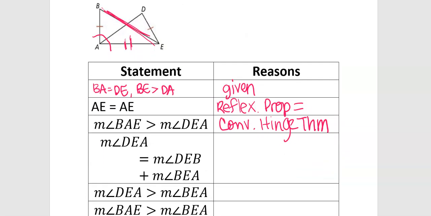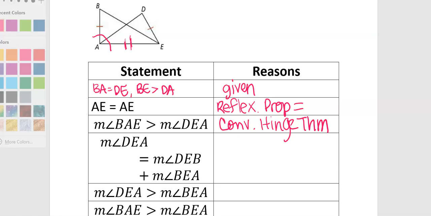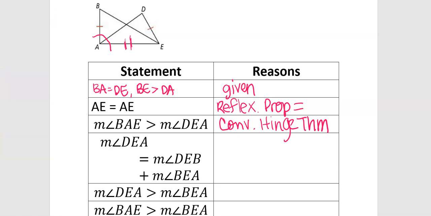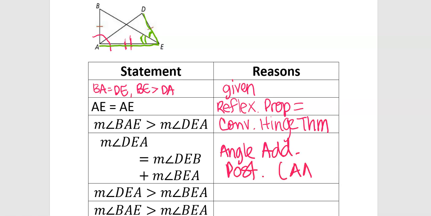The next one they say is the measure of DEA is equal to the measure of DEB plus the measure of BEA. So they're taking this angle right here apart. And they're saying that this whole entire thing is equal to this little part right here plus this little part right there. We have done that before. Oops, that is the angle addition postulate. I usually say AAP, but we haven't done these for a while, so I wrote it out.